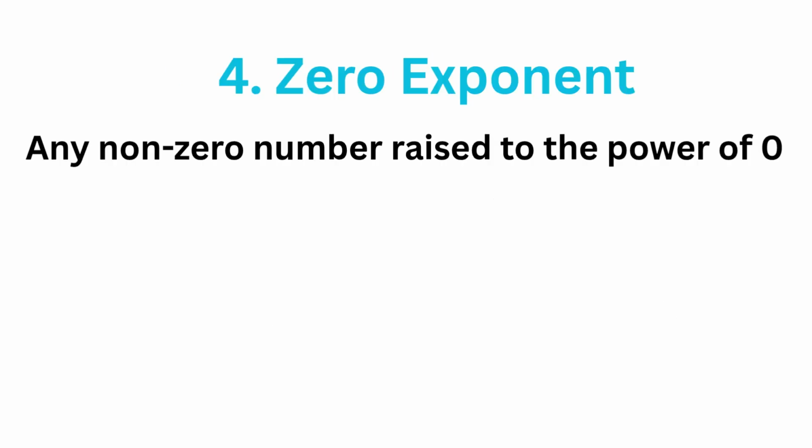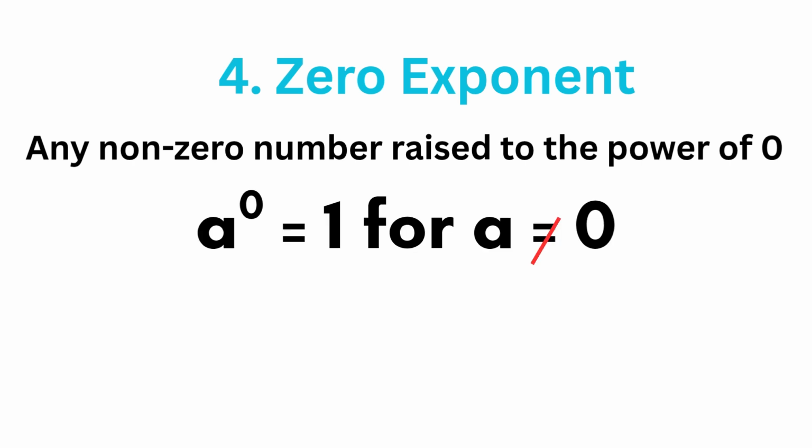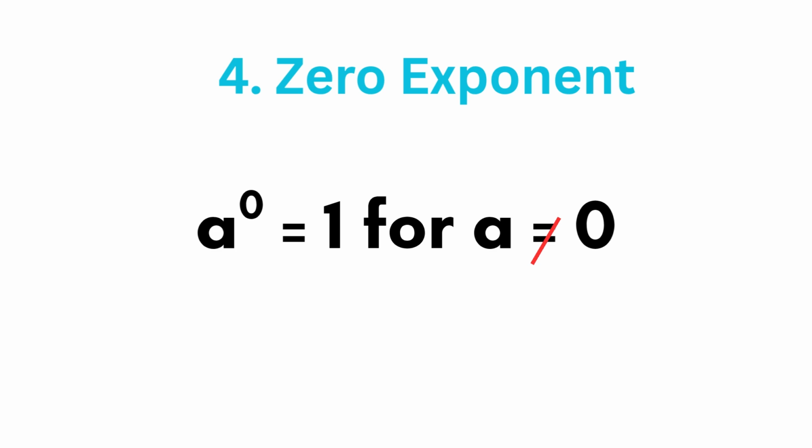Zero exponent. Any number that is raised to the exponent of 0 equals 1. But we need to take note that the base must never be equal to 0. Now let us make our base a numerical value of 7. If 7 is raised to the exponent 0, it is equal to 1. Any number that is raised to the exponent 0 equals 1.